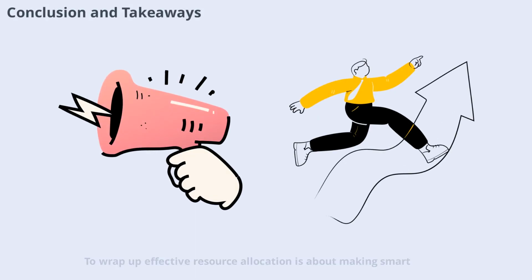To wrap up, effective resource allocation is about making smart, strategic decisions that maximize your impact. By prioritizing, staying flexible, and continuously improving, you can make the most of your resources and achieve your goals. Remember, resource allocation is an ongoing journey. Keep learning, adapting, and striving for excellence.